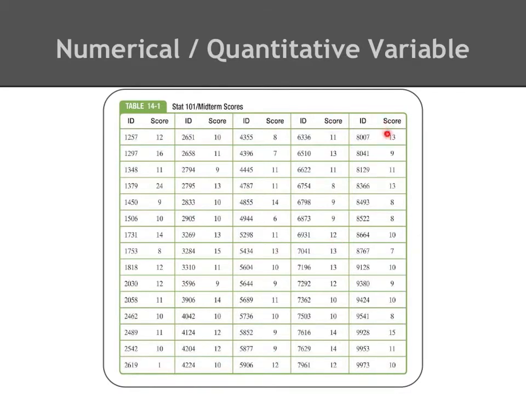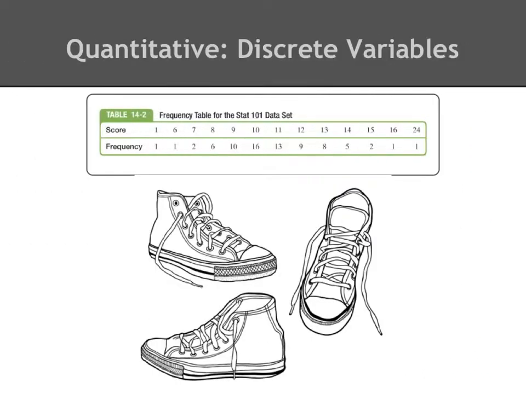This type of variable is known as a numerical variable or quantitative variable because it represents a measurable quantity. There are two types of quantitative variables. One is a discrete variable and the other is a continuous variable. Discrete variables change by discrete increments. The Stat 101 test scores are known as discrete variables because each score is an integer.